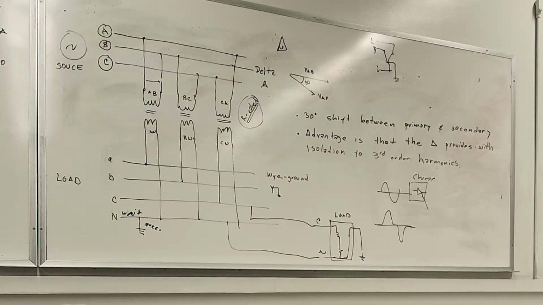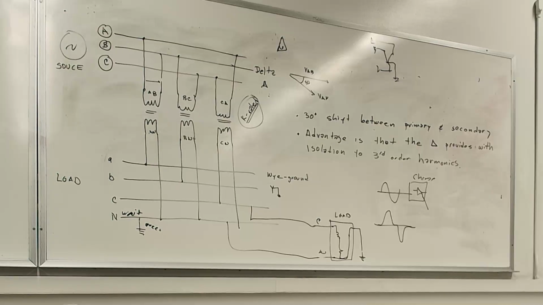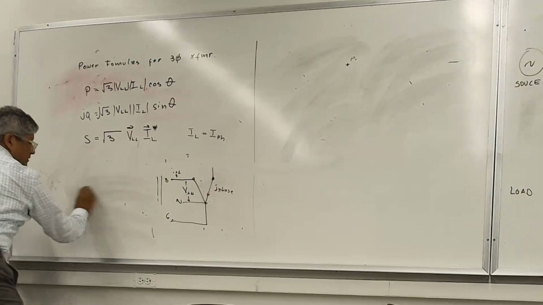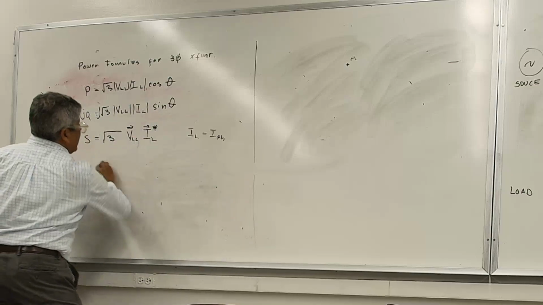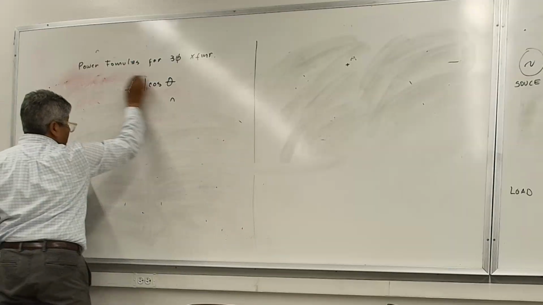The other type of connection you can have, and then you can combine them, by the way. We'll talk about that in a bit. You can also have a transformer that is delta on the primary and delta on the secondary. Or you can have, like I said, a transformer that is Y-Y.